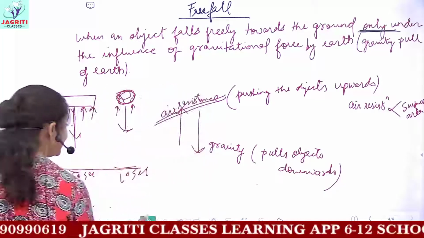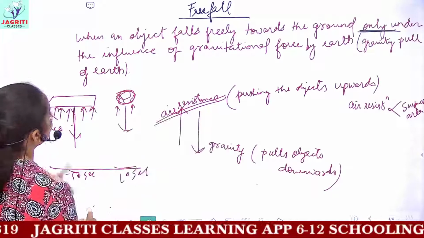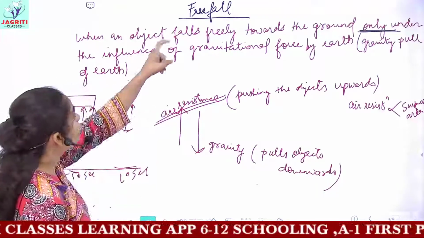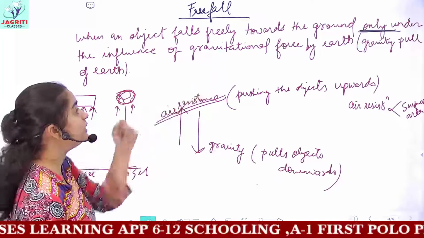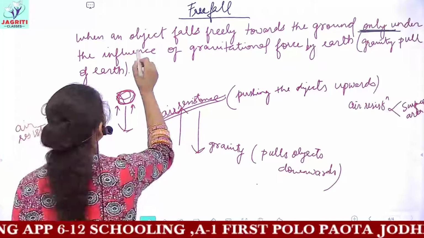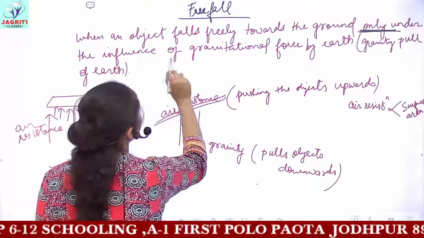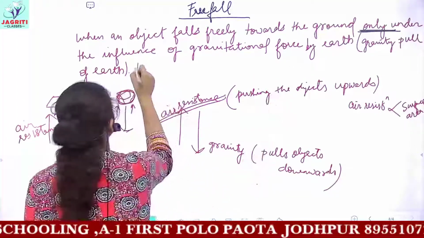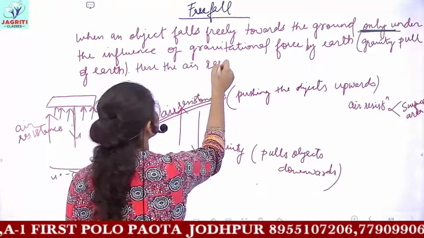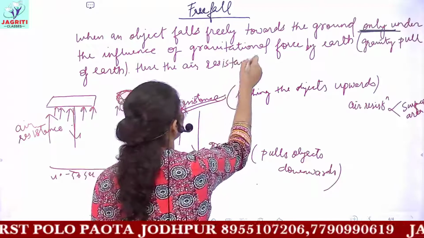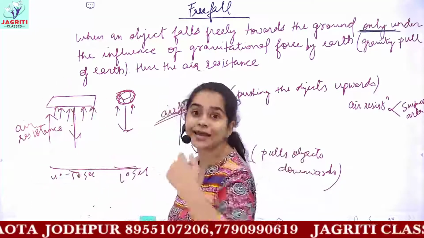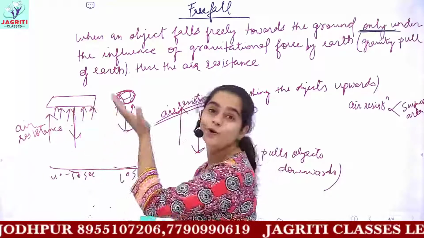Okay, so I told you in the starting that this definition is incomplete. Now let's complete our definition. So free fall would be when an object falls freely. I told you only under the influence of gravity, and here gravitational force by earth. So we can write here the air resistance. I hope you understand now what do you mean by the term air resistance. The upward force applied by air to keep the objects floating.